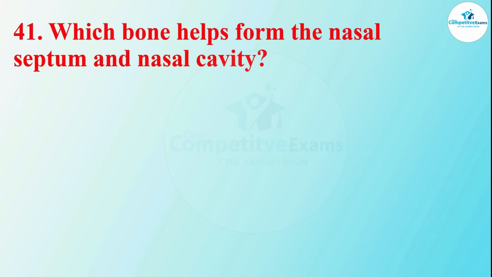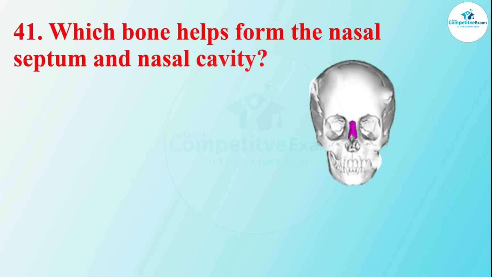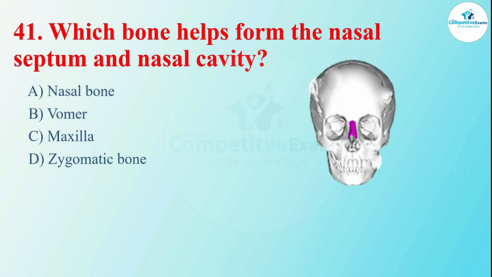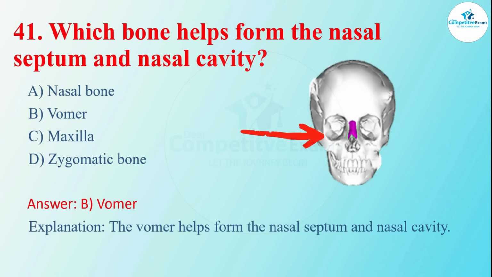Which bone helps to form the nasal septum and nasal cavity? Answers are nasal bone, vomer, maxilla or zygomatic bone. The right answer is vomer. The vomer helps to form the nasal septum and nasal cavity.